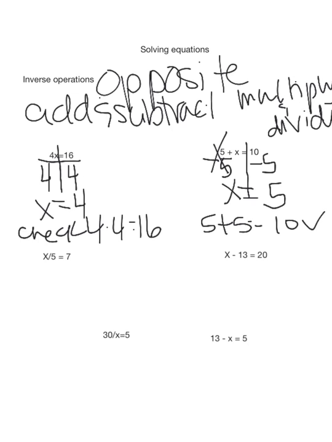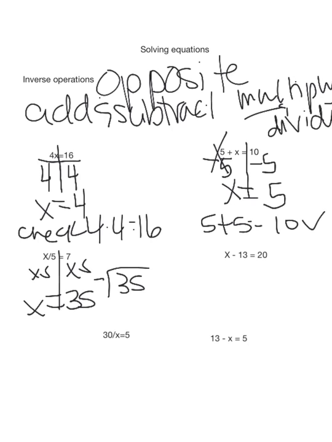Next one, remember this slash means division, so I have x divided by 5 equals 7. The opposite of division is to multiply. So I multiply each side times 5, and x would equal 35. I have to check. Is 35 divided by 5 equal to 7? Yes.